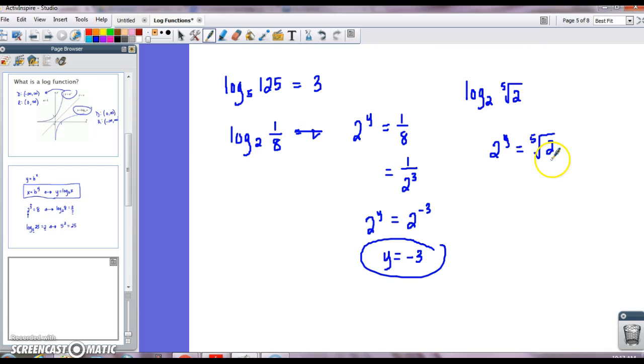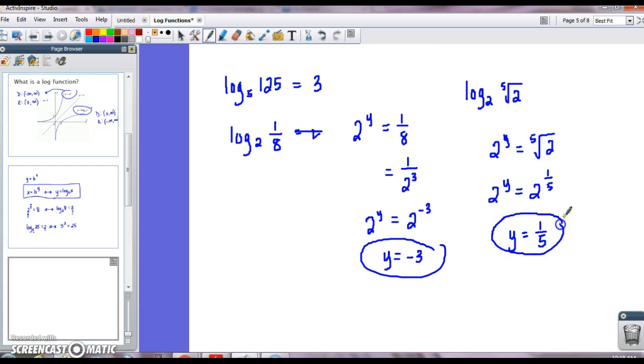We'll go back to what you learned about exponents. If I'm taking a root, I can write that as a fractional exponent. So the 5th root is 2 to the 1/5 power. The square root would be 2 to the 1/2. Third root would be 2 to the 1/3. Fourth root would be 2 to the 1/4. Same idea as over here. I now know that y has to equal 1/5.